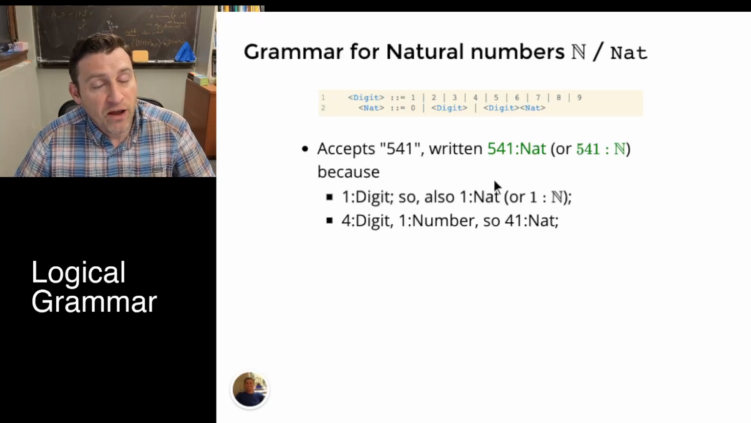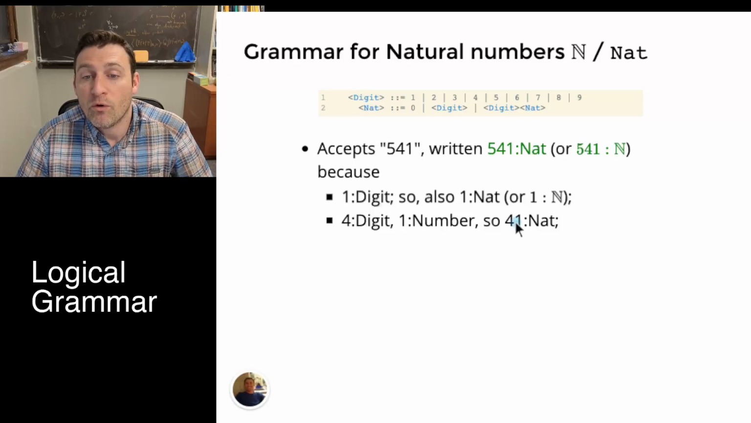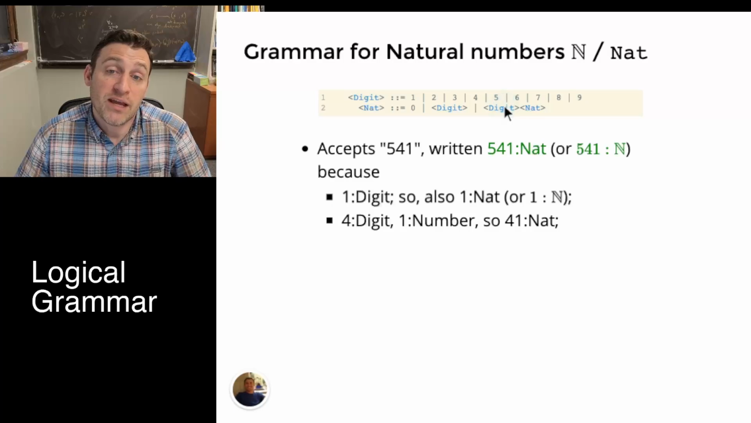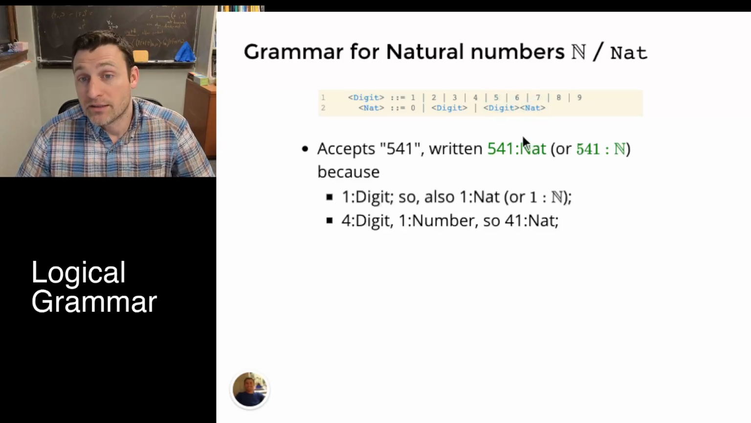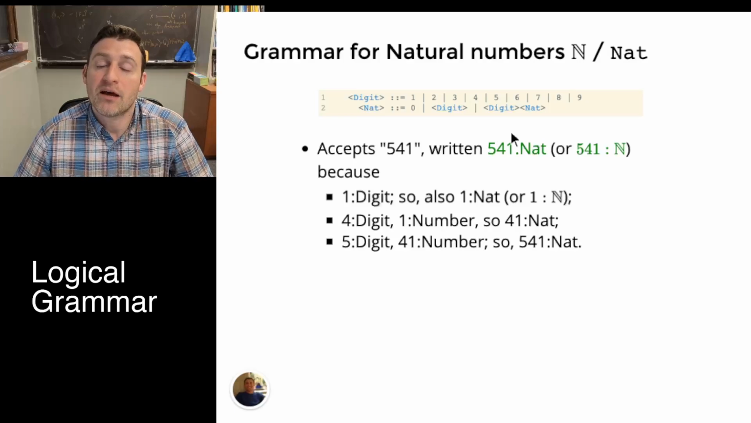Can you see why 541 would be a natural number? Again, once 41 is a natural number, it can be used here. And now we can fetch any digit, of which 5 is a digit, so 541 is now a natural number. That's how this process goes.